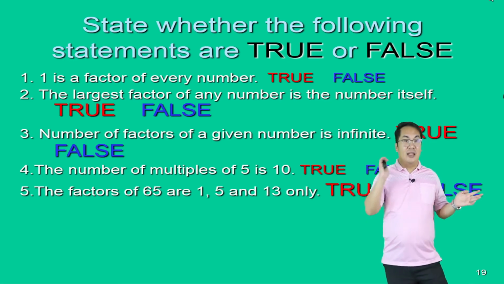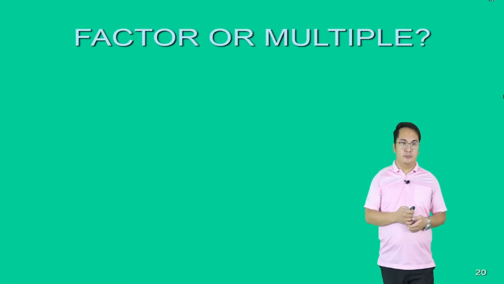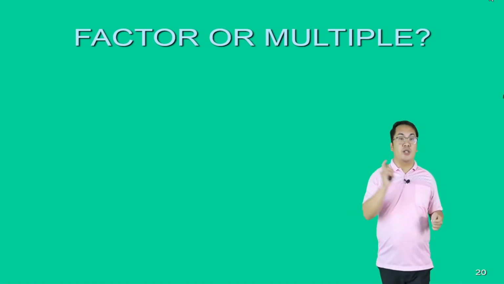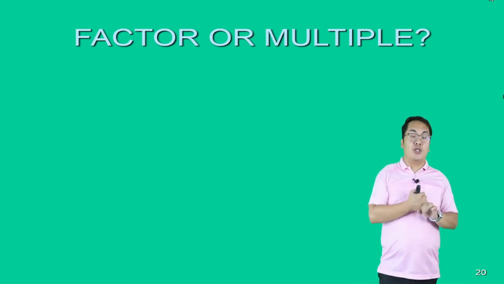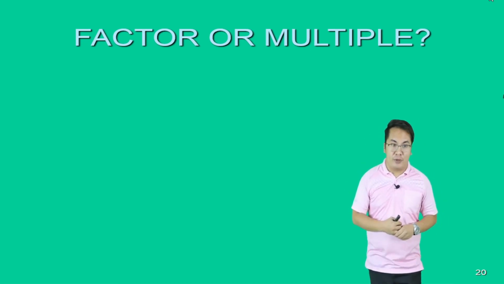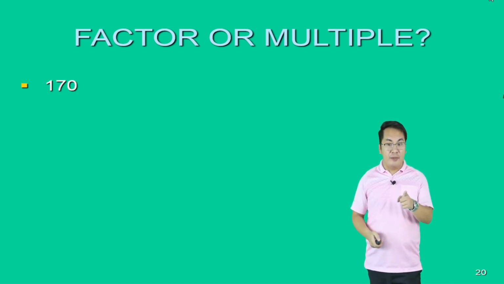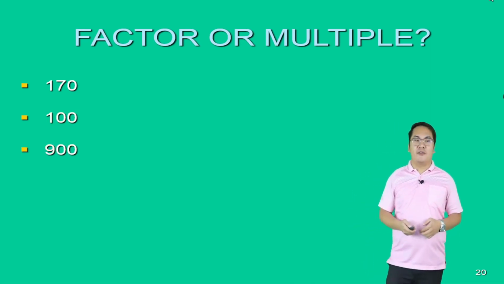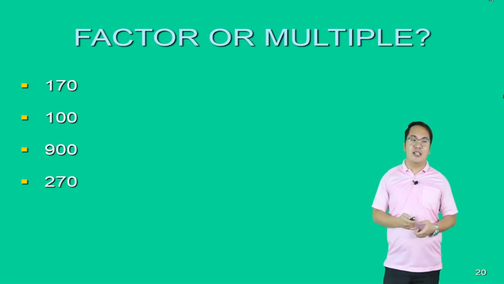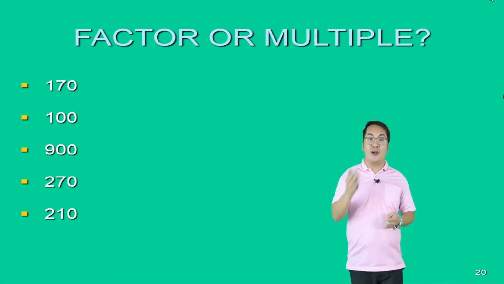Alright, there you go. Let's have a second activity. You're just going to do factors or multiples. You're going to do the factors first of a given number, and then you are going to do also the second one, the multiples. How are you going to get the multiples of a given number? Are you ready? All right. I have here the set of numbers. We have here 170, 100, 900, 270, and 210. I'm going to give you also 5 minutes to do that.